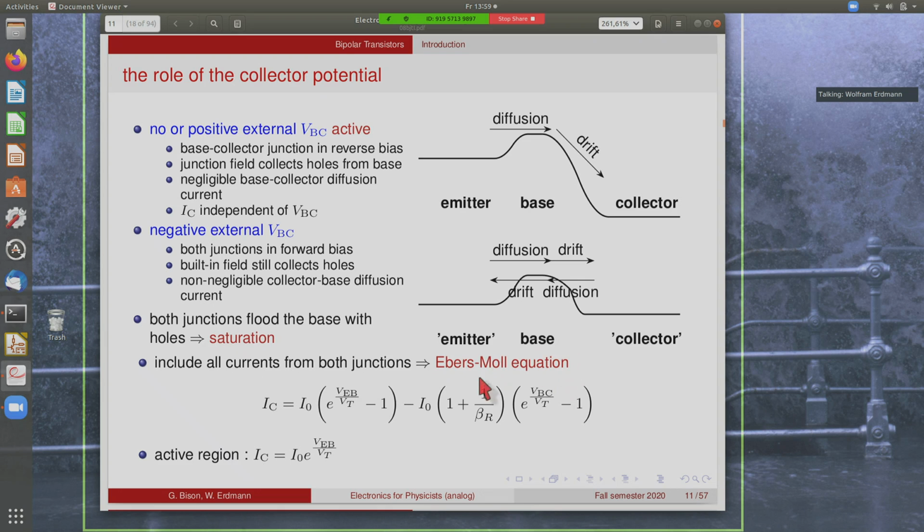There are several Ebers-Moll equations. There's one for the base current and one for the emitter current as well. So this describes the full behavior over all possible voltages. However, we will restrict most of the time to the active region, and then only this term here is important, and the bias of the base collector voltage is such that we can neglect this term here.